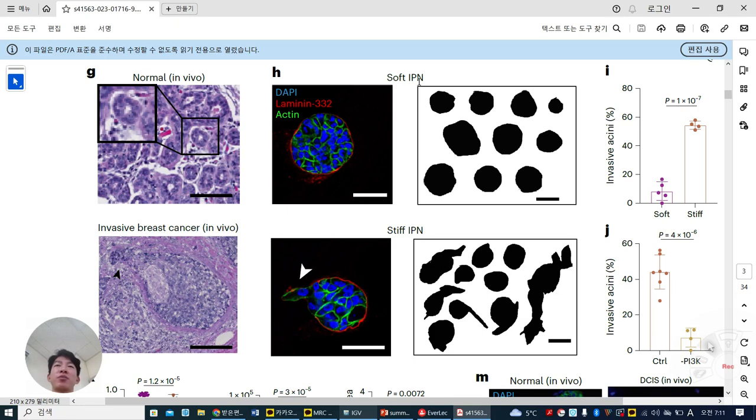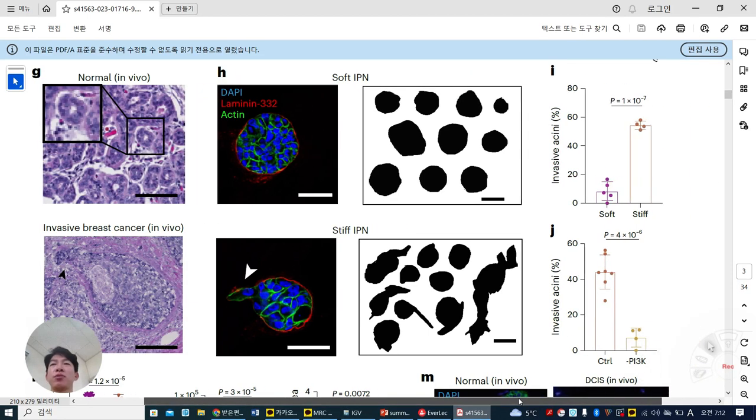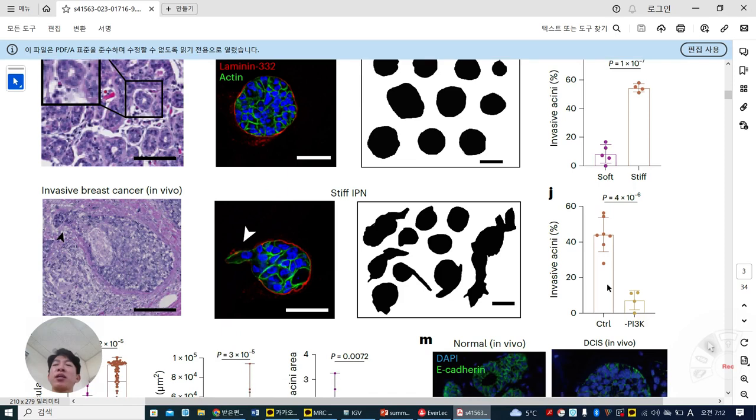So as you can imagine, they only change the calcium concentration to make soft and stiff. In the soft, these arginine, maybe around 100 cells, are making a circular formation. But in the stiff, which is mimicking the cancerous matrix, this collective cell behaves more elongated, with irregular shape compared to soft. So they counted invasive arginine at 50% in stiff, and when they inhibit PI3K, which is very well known for proliferation or cell function, this arginine number decreases.